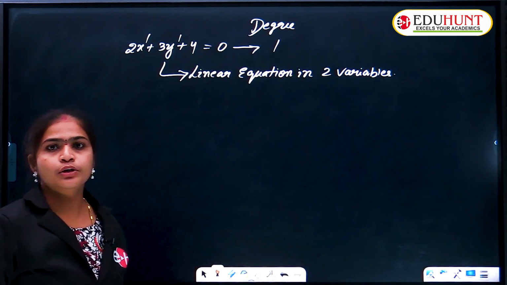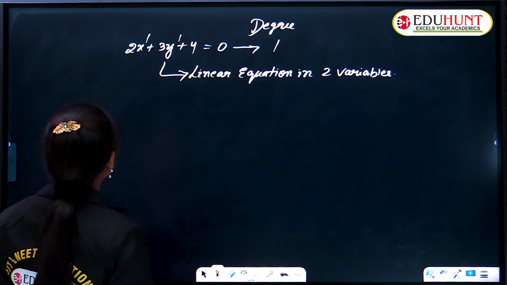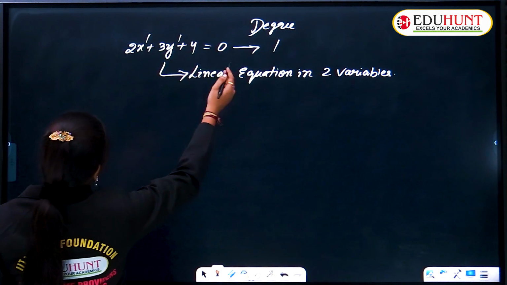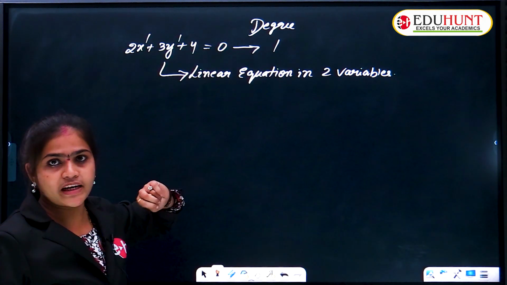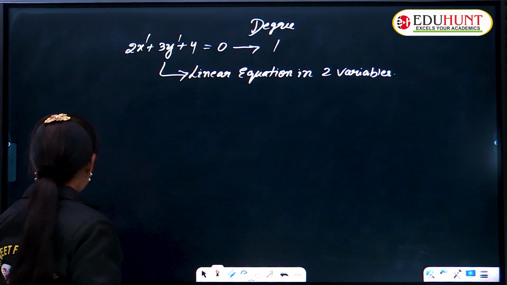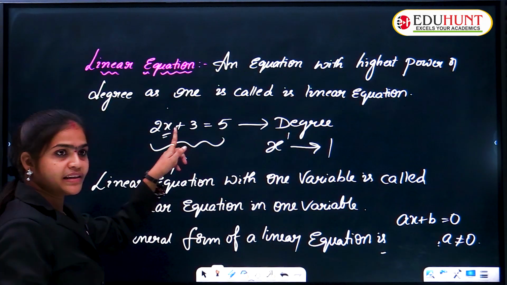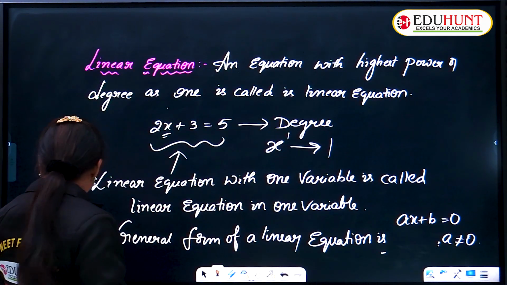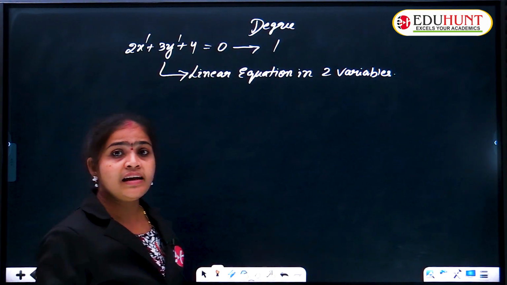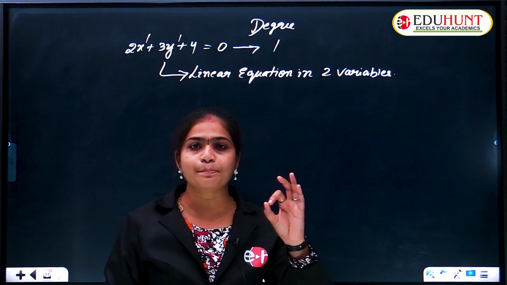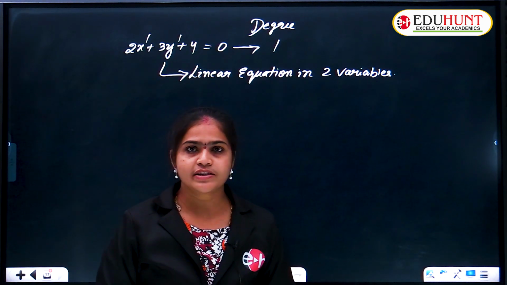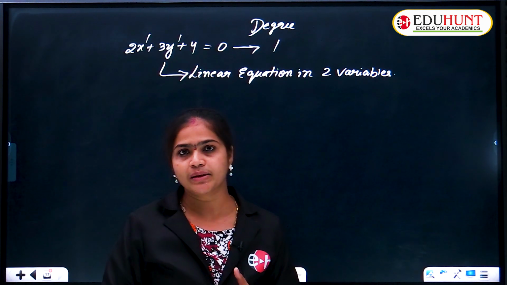Linear equation in 2 variables. Here see that, 2x plus 3y plus 4 is equal to 0. This is also a linear equation, but this is containing 2 variables. And the previous one is also a linear equation, but containing 1 variable. A linear equation with 1 variable is called a simple equation. Understood? Here onwards our topic will start.